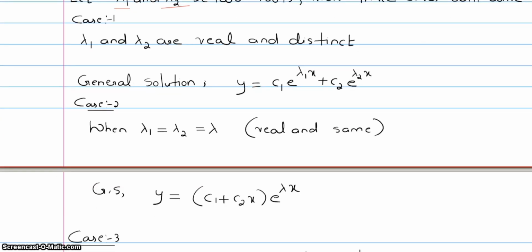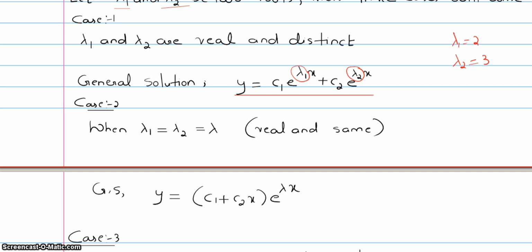First case: if λ1 and λ2 are real and distinct, meaning the values of the quadratic equation are both real numbers and different. For example, if λ1 = 2 and λ2 = 3, both are real and different. So the general solution format will be y = c1 e^(λ1 x) + c2 e^(λ2 x). Just replace the values of λ1 and λ2 here, then we will get the general solution for the given differential equation.